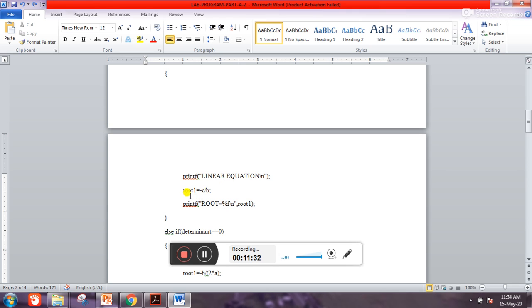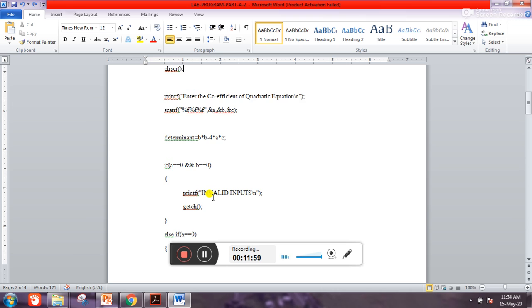Then root1 is equal to minus c by b. That root we can find using this formula, minus c divided by b. So you find this value and store it in root1, and then printf root1 is equal to %f \n, root1. So in root1 we store the value minus c by b. Only a linear root; linear root means only a single root.